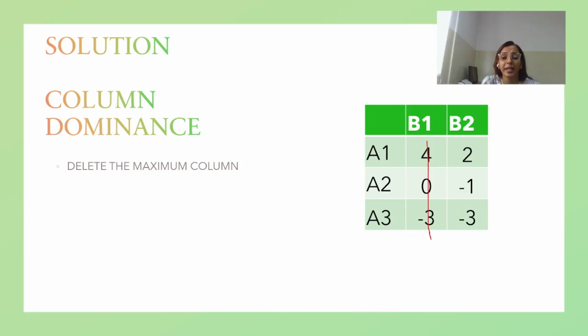So what does it indicate? This indicates that for the column, we have to find the maximum, and for the row, we have to find the minimum. And for column dominance, we delete the maximum column elements of each column. Then player B will focus more on the B2 strategy, and we deleted the B1 strategy. This is a very simple example of row dominance and column dominance.